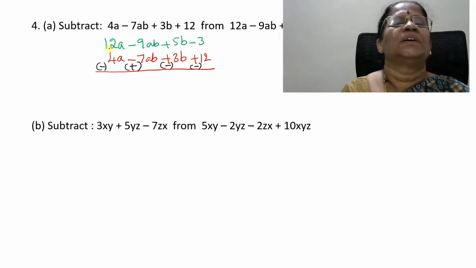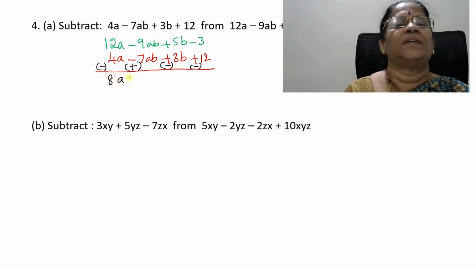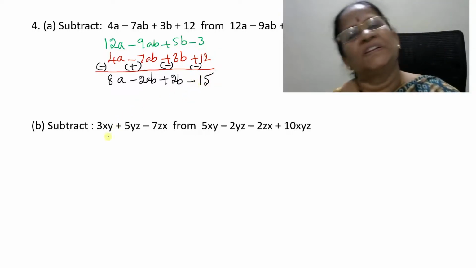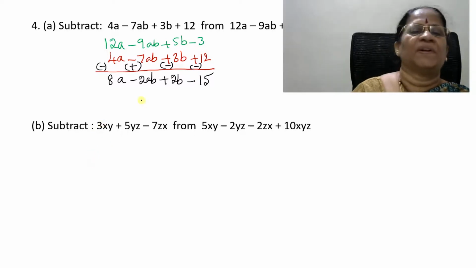Now plus 12 minus 4 is 8a. Minus 9 plus 7 is minus 2ab. Plus 5b minus 3b is plus 2b. Minus 3 minus 12 is minus 15. In this way, you need to write the like terms one below the other and you can add or subtract.